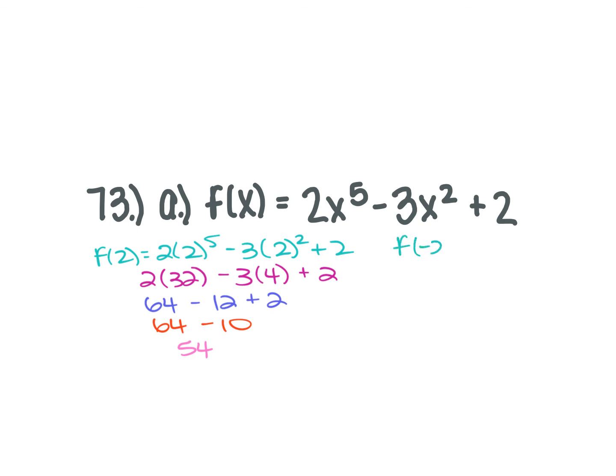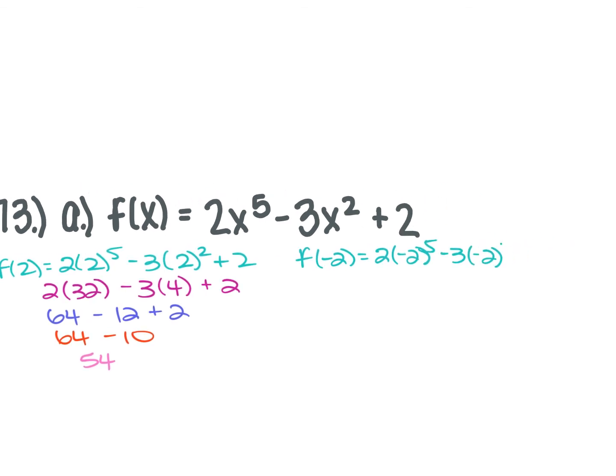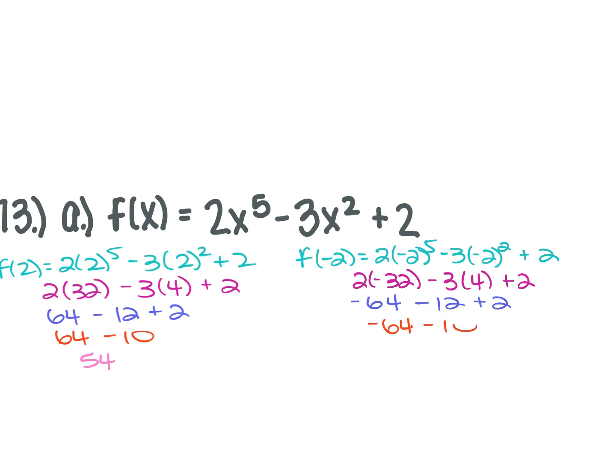Next, if we find f of negative 2, that's going to be 2 times negative 2 to the 5th power minus 3 times negative 2 squared plus 2. So this is 2 times negative 32 minus 3 times 4 plus 2. So 2 times negative 32 is negative 64 minus 12 plus 2 is negative 64 minus 10, which is negative 74. These two numbers are neither opposites nor the same, so this one is neither.